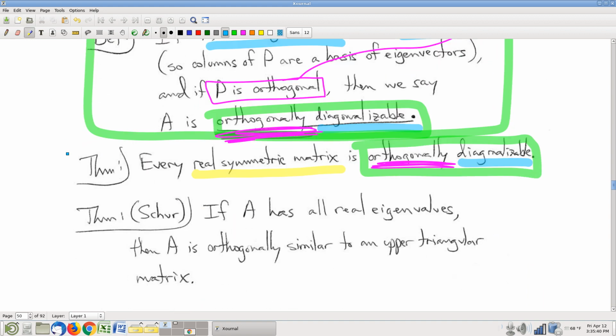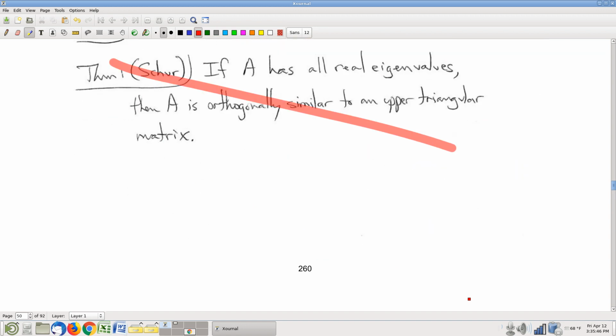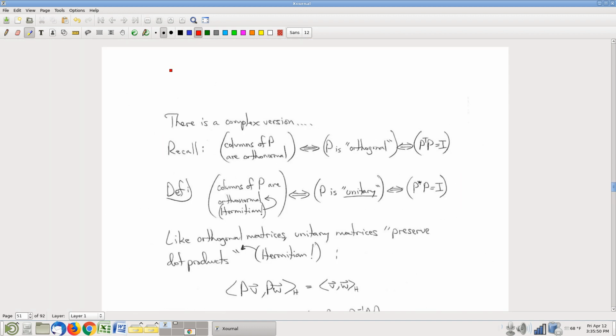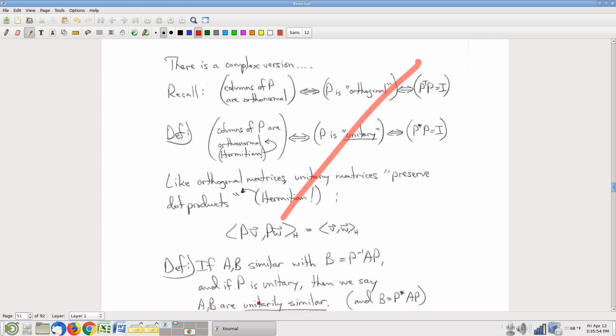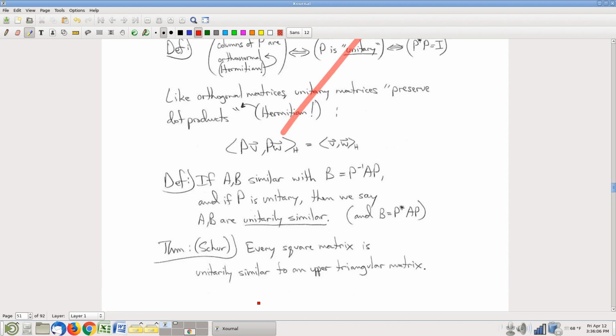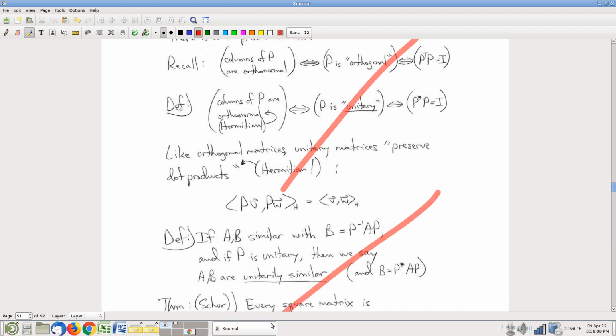We are going to skip the next couple of things here, partly in the interest of time. We're going to skip Schur's theorem. We're going to skip this page here on orthogonality. There's a complex version of orthogonality called unitary, and we're just going to skip this discussion. We just don't have time for it this term, and it doesn't really go anywhere in the rest of this course. So you're not responsible for the stuff on this page here.